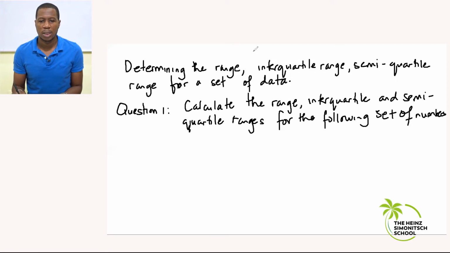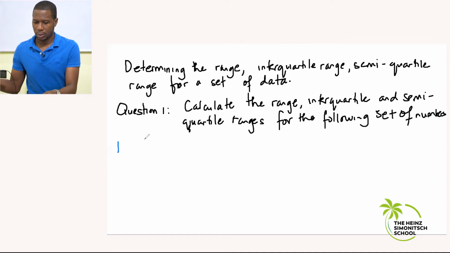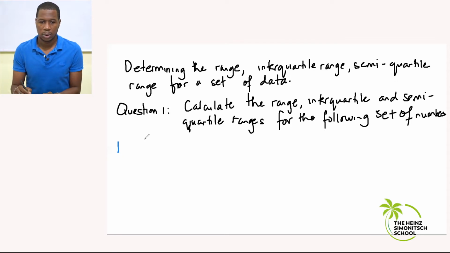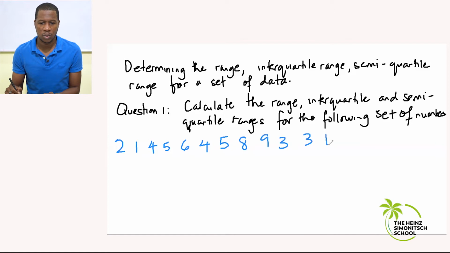Good. And these numbers are 2, 1, 4, 5, 6, 4, 5, 8, 9, 3, 3, 1, 4, 4, 2. A set of 15 numbers.